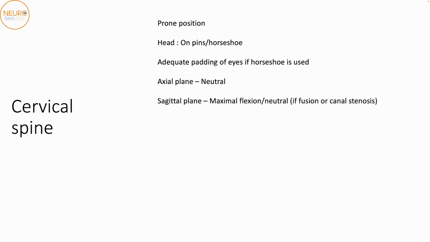For cervical spine, again, you want a maximum amount of flexion to happen. But if you're doing a fusion surgery on the other hand, or there's some canal stenosis, you might want to keep the spine neutral. The head for cervical spine surgeries can be placed either on pins or a horseshoe.